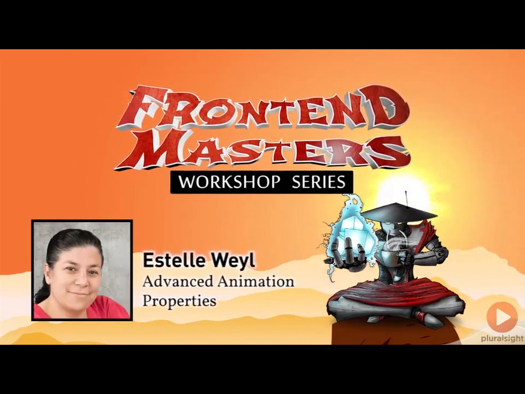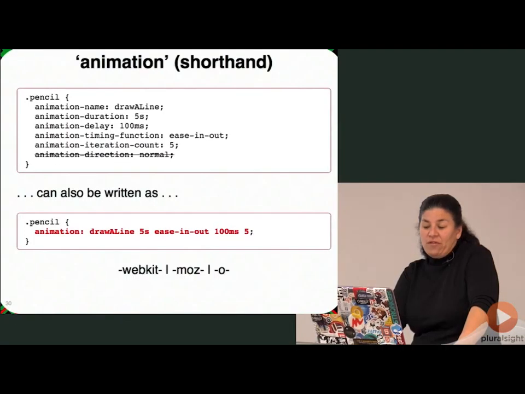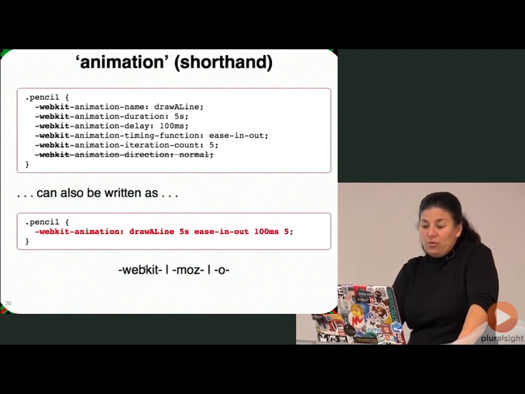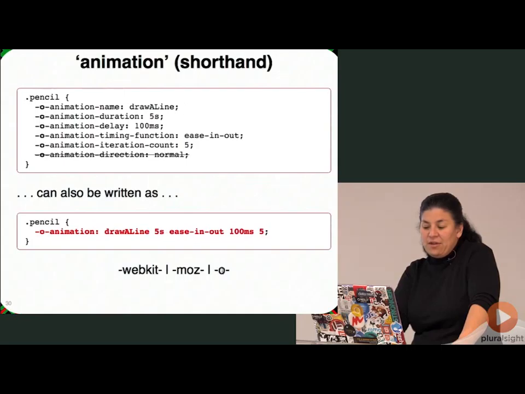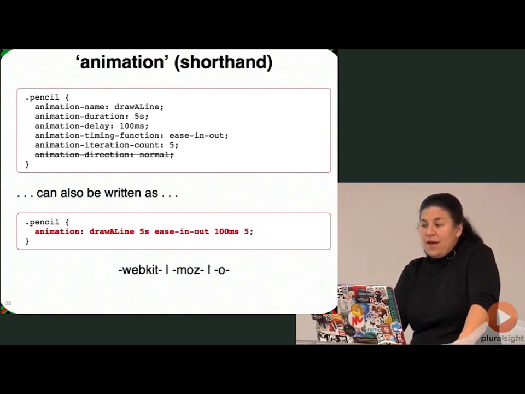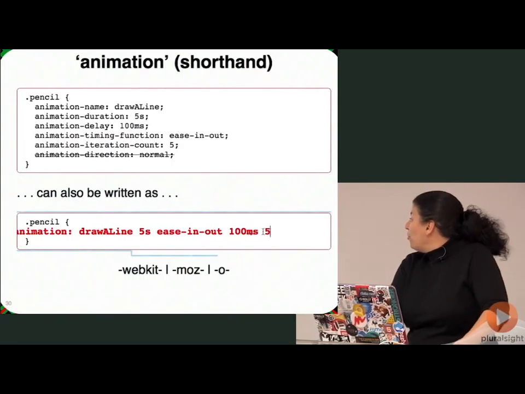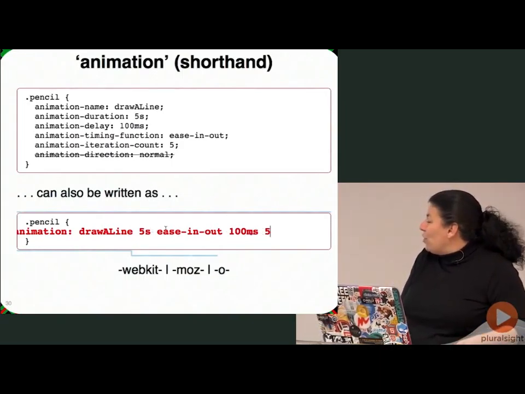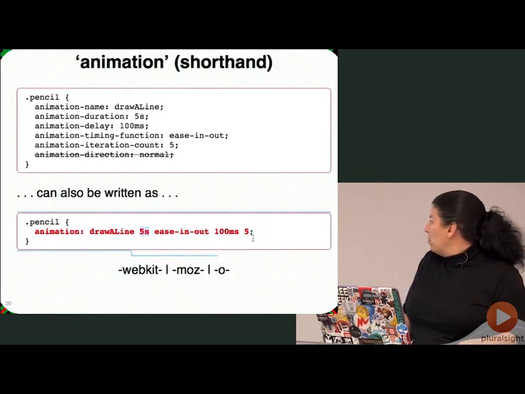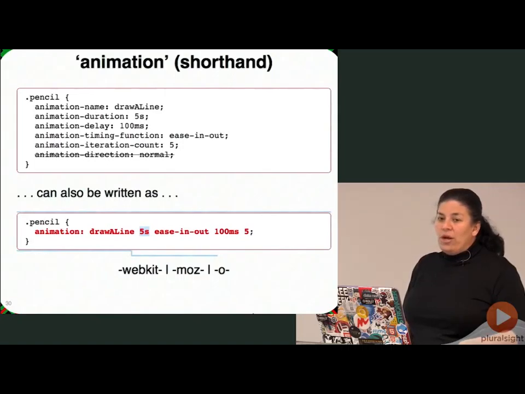So animation shorthand. Thankfully, we have a shorthand for all of this, because that was a lot of text. Because when you prefixed it, you would have to do this, this, and this, and that. Instead, you just do animation, draw a line, 5 seconds, ease in and out, 100 milliseconds 5 times. So in terms of the source order, it doesn't really matter except for 1 thing. The duration always comes before the delay. Because if you do it the other way around, the browser's still going to make the duration come before the delay.